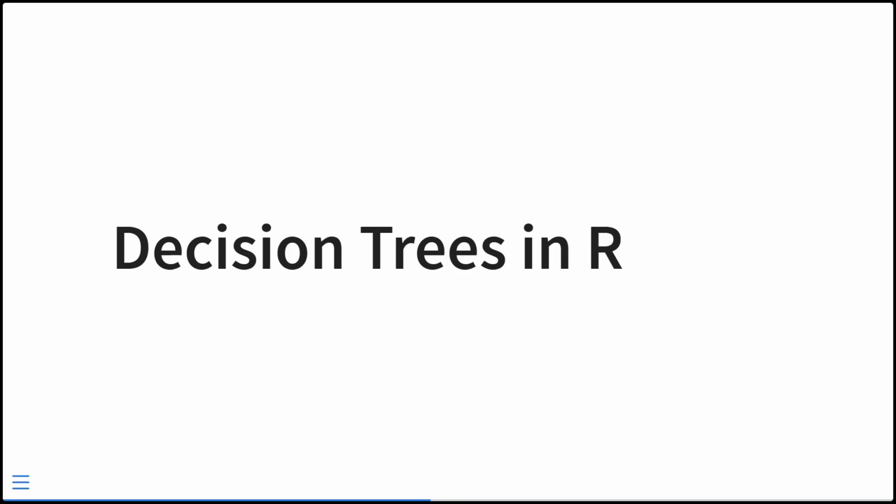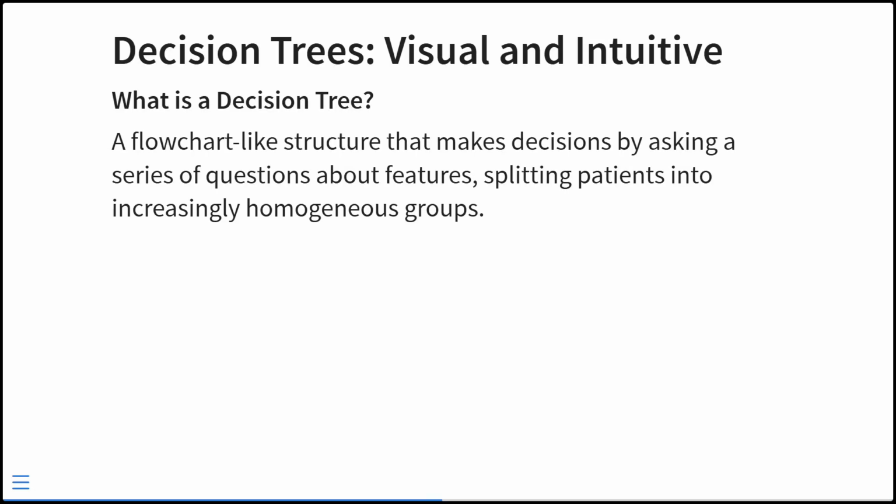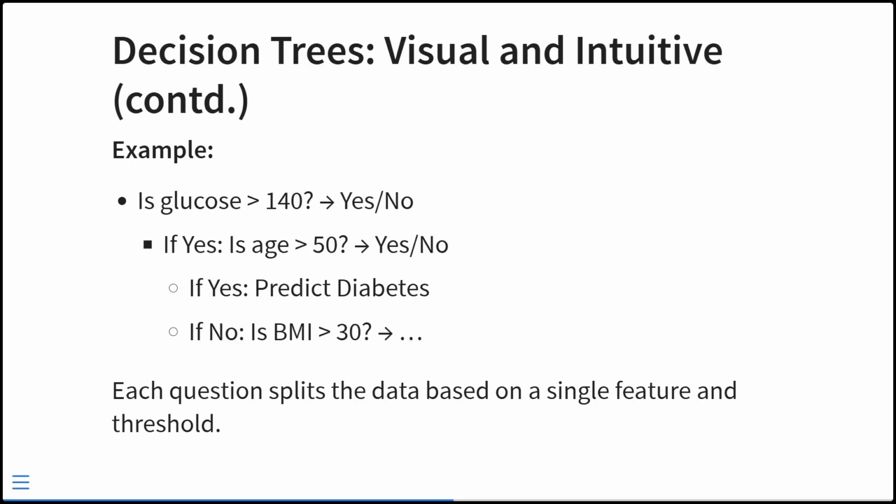So, decision tree in R. What is a decision tree? A decision tree is more or less like a flowchart-like structure that makes decisions, by asking a series of questions about features and splitting the data into various homogeneous groups. Now this is an example of a decision tree.